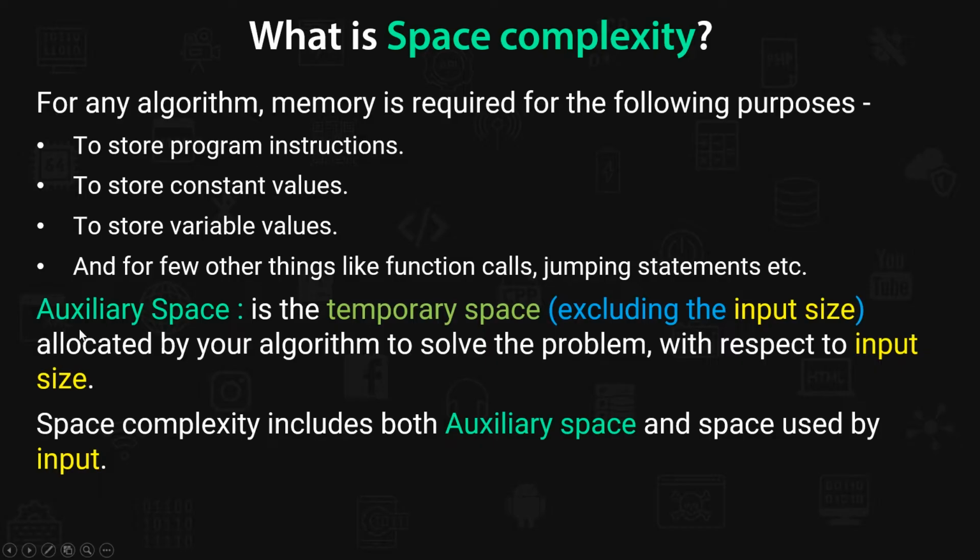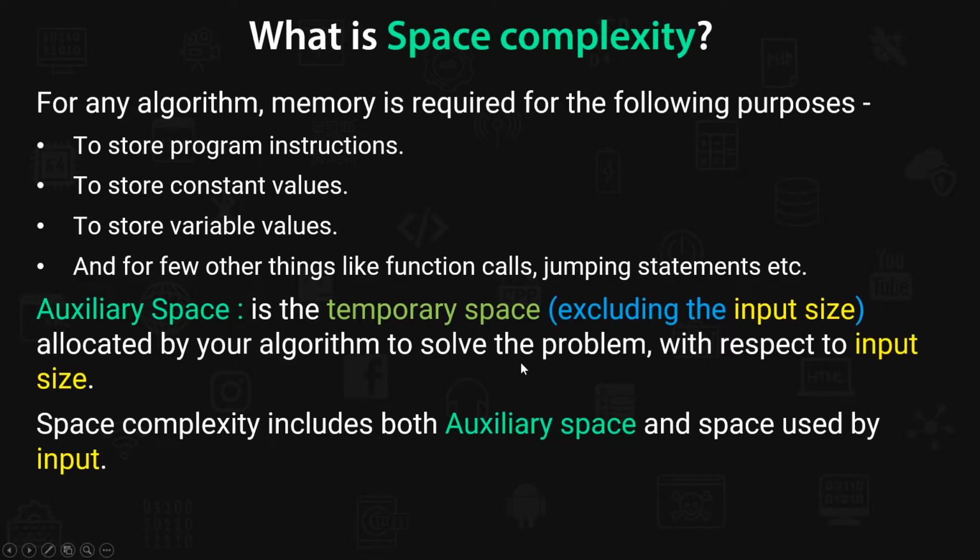So that's where the auxiliary space comes into the picture. So what is this auxiliary space? The auxiliary space is the temporary space excluding the input size, excluding the actual data structure that we are working on. So let's say you are performing sorting on an array of size 5. So the input size of that array is 5, right? So excluding that, whatever extra space is required by the algorithm can be considered as auxiliary space, okay? So auxiliary space is the temporary space, excluding the input size, allocated by the algorithm to solve the problem with respect to the input size.